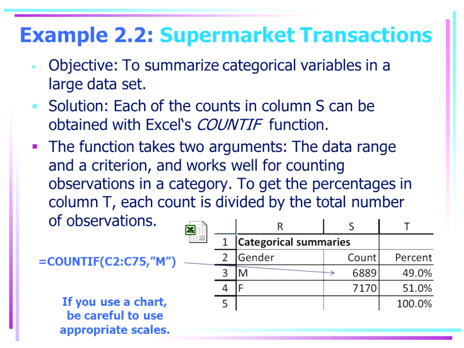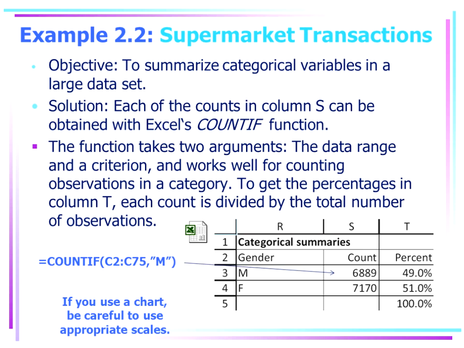So I would just type in a place on my spreadsheet, categorical summaries. I would type in gender, count, and percent. I would type in the letter M in this cell and the letter F in this cell. But in these two cells here, I would actually begin to use some of the Excel features that enable me to describe how many male observations are in my data. And if you look here on the left-hand side, you can see what I would put into that cell.